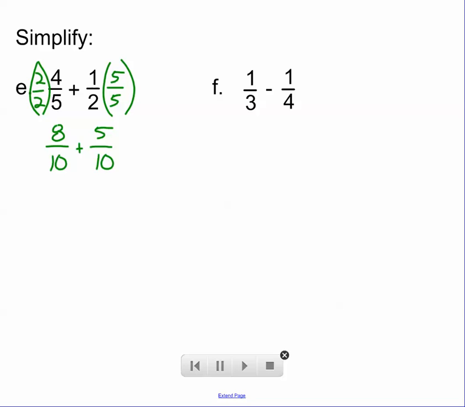Okay, 2 over 2 times 4 over 5 is 8/10. 1/2 times 5 over 5 is 5/10. Now we have a common denominator. We'll add the numerators, and we'll get 13/10. That is simplified, by the way, so that could be our answer. If you want to change it into a mixed number, you can.